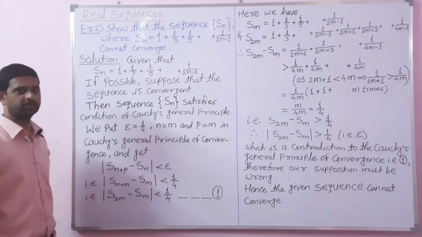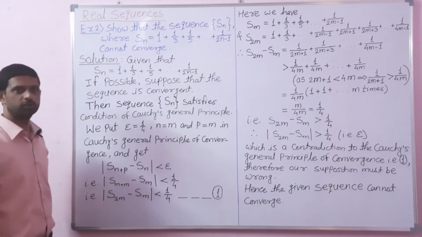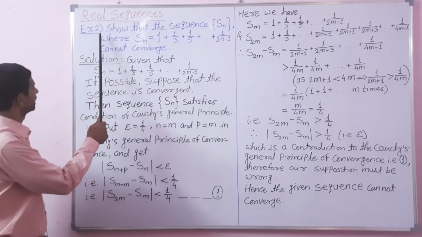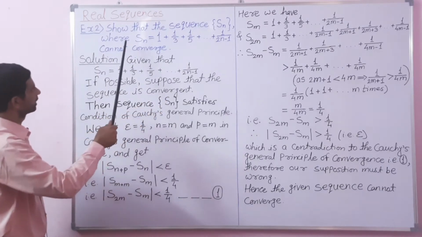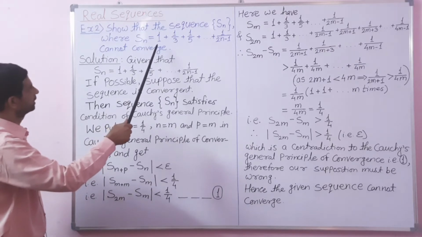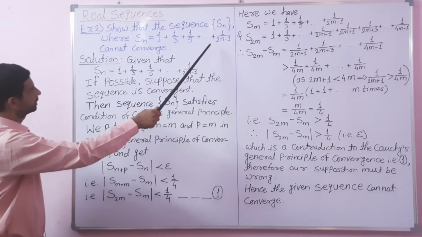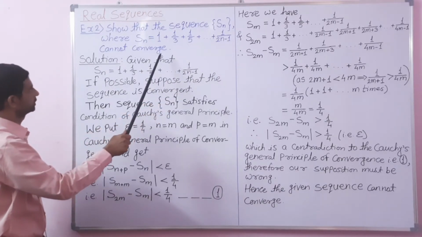Students, we have solved one example on the Cauchy's general principle of convergence. Now we will move to the second example, and this is similar to the earlier example. So example number two. Show that the sequence Sn, where Sn equals 1 plus 1 by 3 plus 1 by 5 and so on plus 1 upon 2n minus 1, cannot converge.